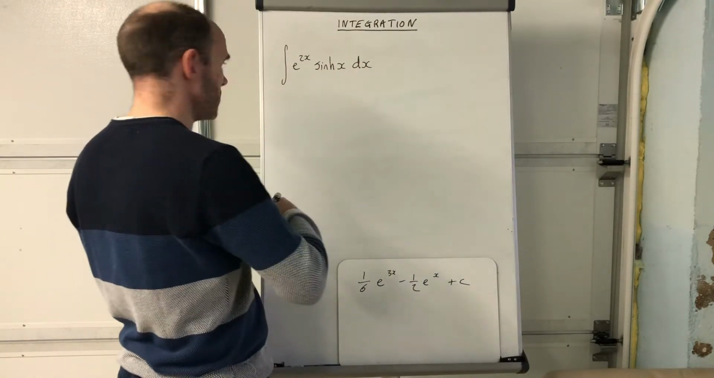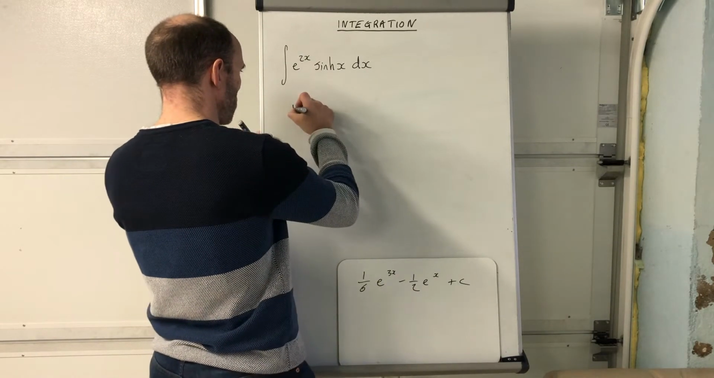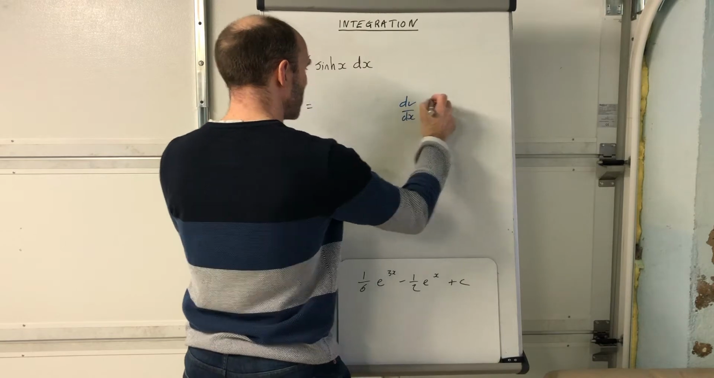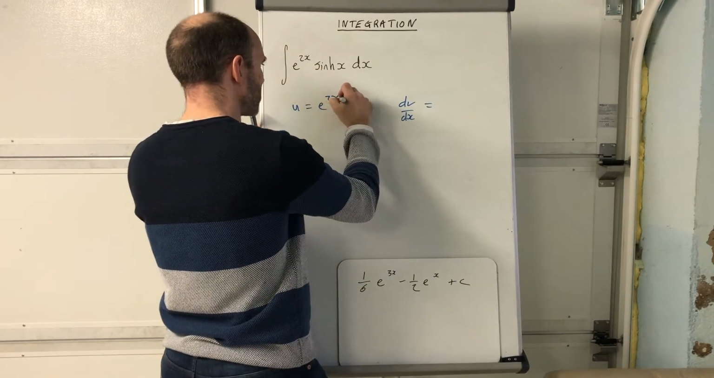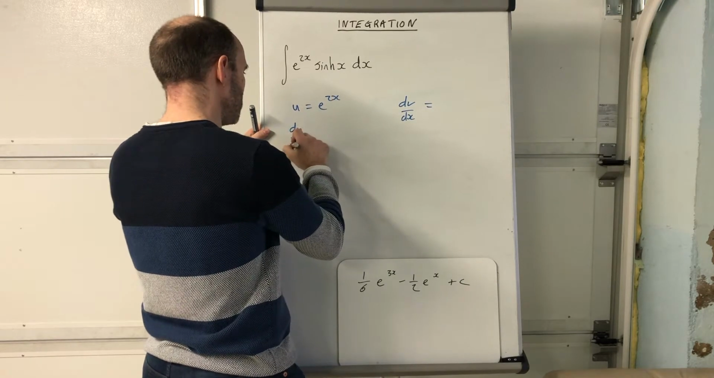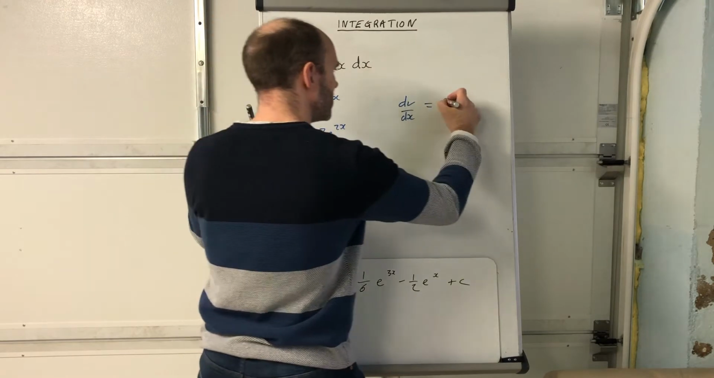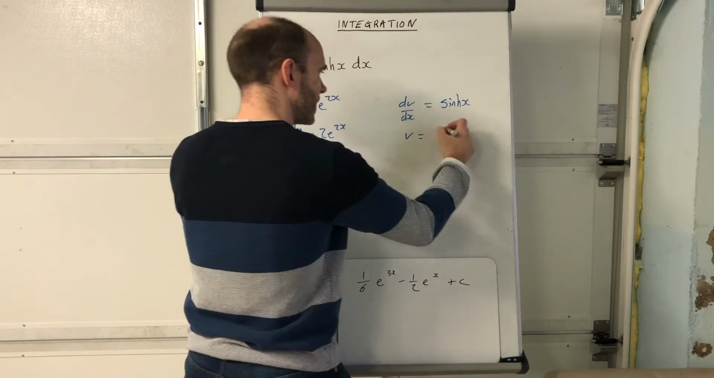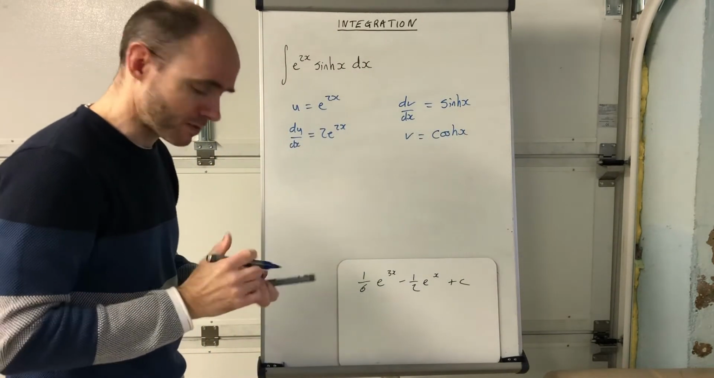All right, so the method is you can let u equal one of those terms and dv/dx is going to be the other. Now purely because it's in that same order, I'm going to write u equals e to the 2x, and then du/dx will be 2e to the 2x, and then dv/dx will be the other one, sinh x, in which case v is going to be cosh x. Okay, and then we just substitute into the by parts formula.